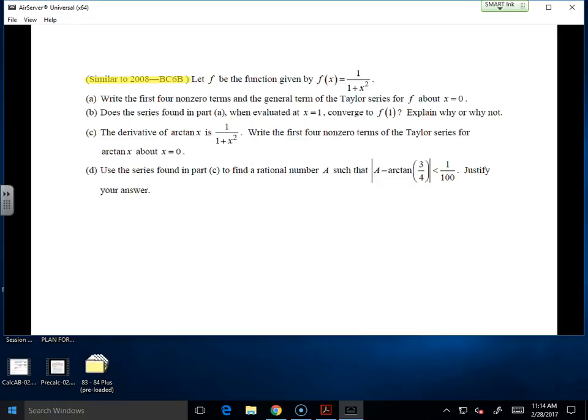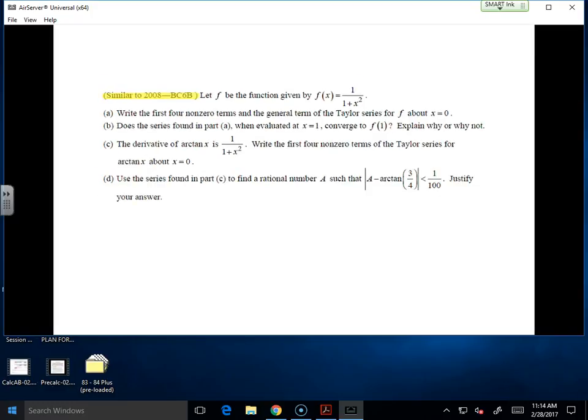Well, hold on, letter A, write the first 4 non-zero terms and the general term. Does the series converge to f of 1? Are we going to think about the radius of convergence? R is negative x squared, so then we're going to think about x is between, isn't it still going to be 1 and negative 1? Yeah, and so yeah, we did it.